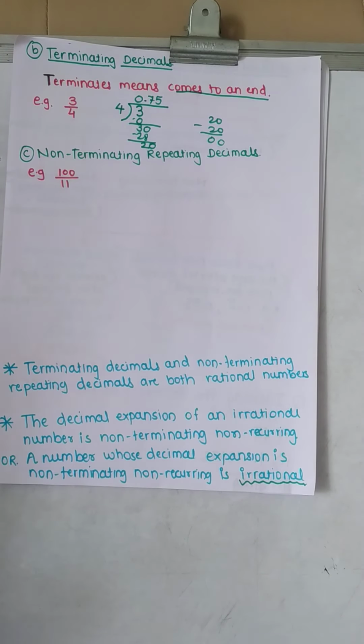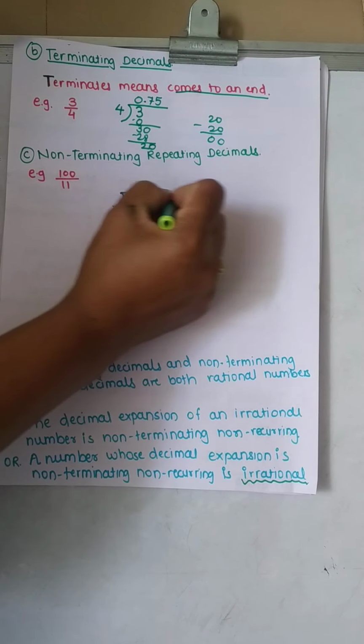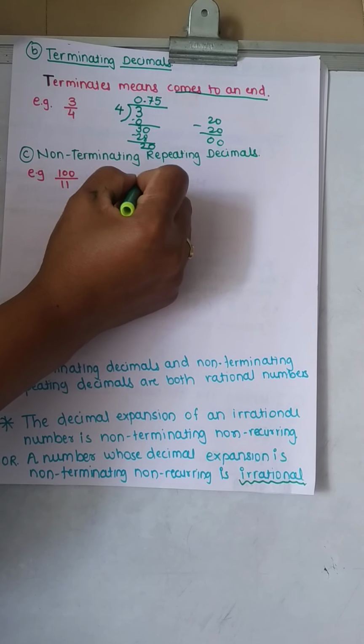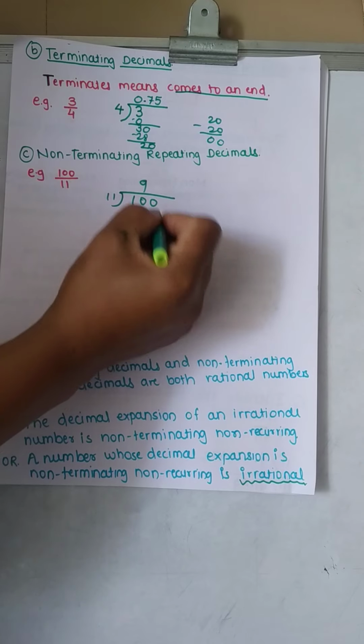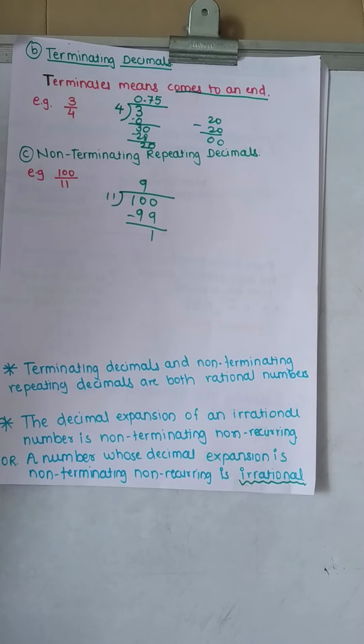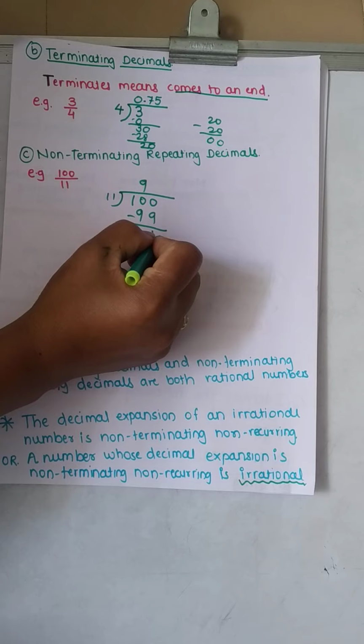So whenever in the division the remainder gets 0, at that time such a decimal expansion is called what? Terminating decimals, right? And when it doesn't terminate, at that time we say it is non-terminating, right? So we will divide 100 by 11. So 11 9s are 99, we will take. Again 100 minus 99 is 1. Now take a decimal here and we will take 10.